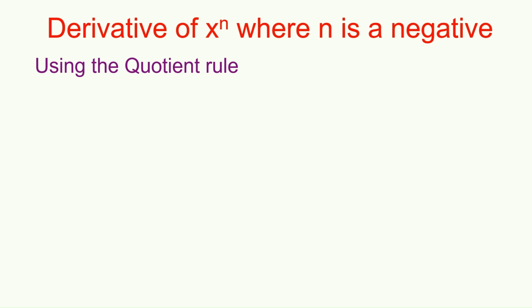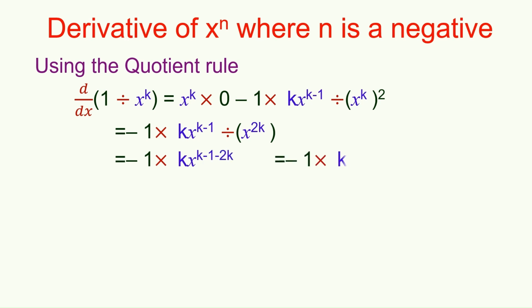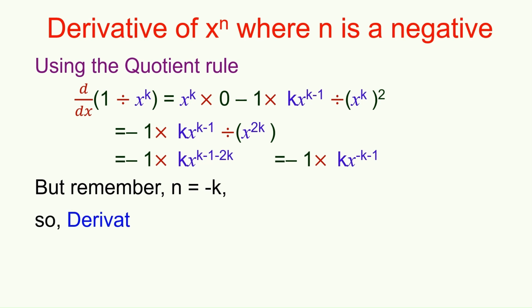Using the quotient rule, d/dx of 1 divided by x to the power of k equals x to the power of k times 0 minus 1 times k x to the power of k minus 1, divided by x to the power of k whole squared, equals minus 1 times k x to the power of k minus 1 divided by x to the power of 2k, equals minus 1 times k x to the power of k minus 1 minus 2k, equals minus 1 times k x to the power of minus k minus 1.